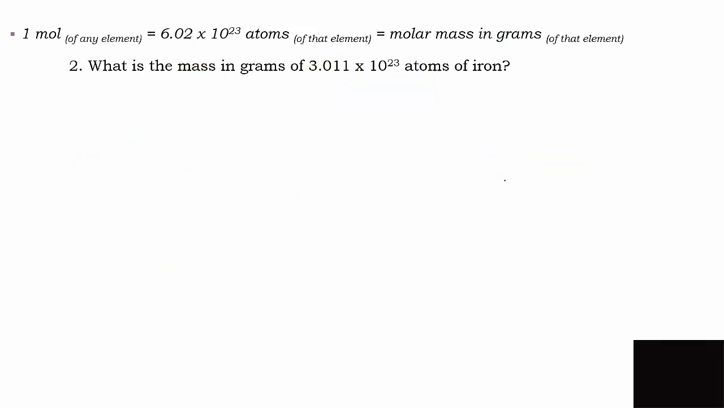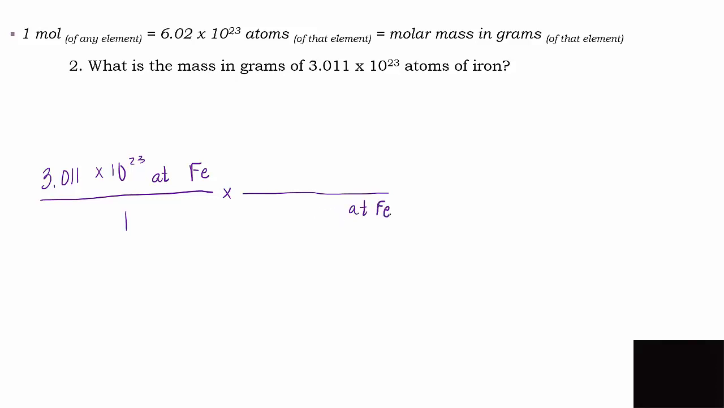Number 2. What is the mass in grams of 3.011 times 10 to the 23rd atoms of iron? All right. So we're going to start by putting what we know over 1. 3.011 times 10 to the 23rd. For atoms, I have just abbreviated it with AT, and iron is Fe. We're going to multiply by a line. So we bring our unit down diagonal. So that's atoms of Fe. And we're solving for mass in grams. So we're going to solve for grams of Fe.